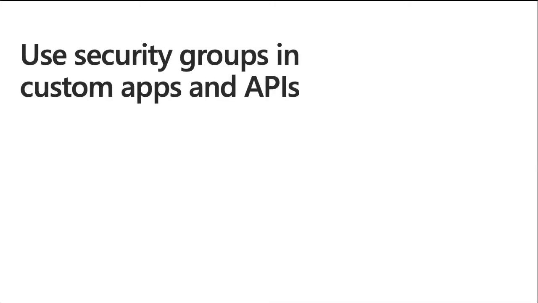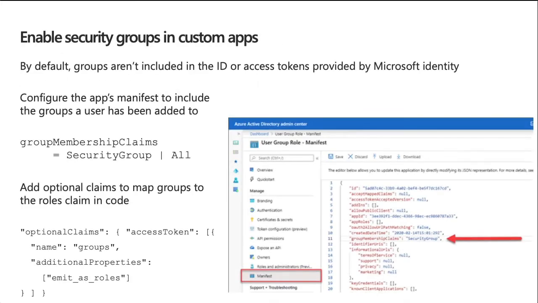Now let's look at using security groups in apps and APIs. Custom apps can request a user's group membership as a way to provide or restrict access to certain functionality within an app. By default, the ID and the access tokens provided by Microsoft Identity only contain basic information about the current user. Security groups the user is a member of are not included in this token. To add them to the ID token, go to the app manifest that you can find in the app registration in the Azure AD portal, find the property groupMembershipClaims and add the SecurityGroup value or All value.